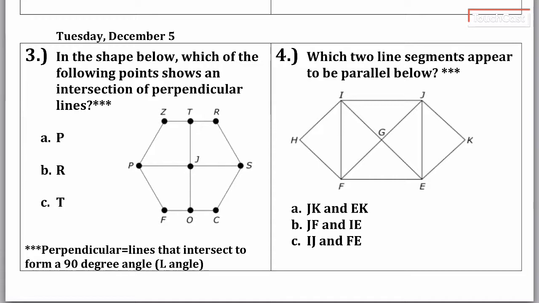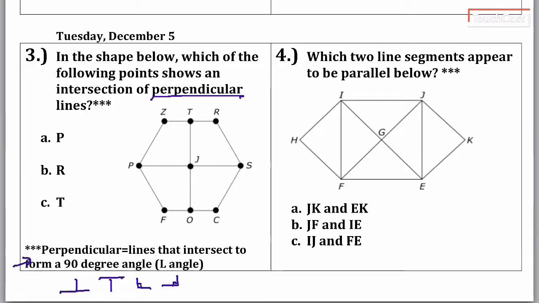In the shape below, which of the following points shows the intersection of perpendicular lines? So the key word here is perpendicular. And something you've learned, and something Ms. Yao gave you a hint with here, is lines that intersect to form a 90-degree angle. So a perpendicular could look like this. It could look like this. Basically, it forms a right angle. Okay, so a little right angle right here.